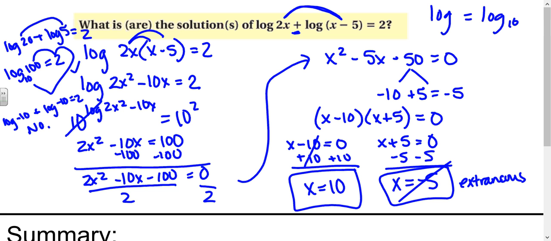So make sure you go back and check the essential question and write your summary.